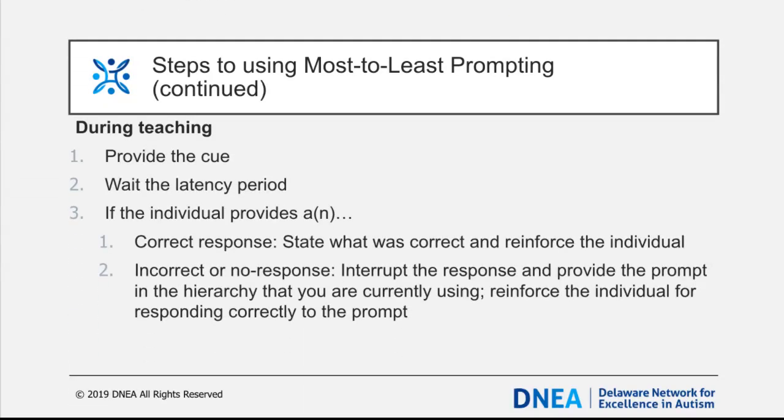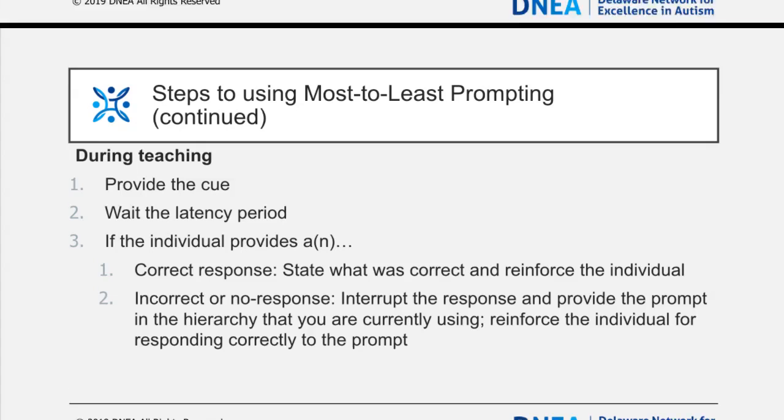To begin teaching, you begin by delivering the cue and waiting the predetermined latency. A latency is how long you will wait for a response. If the individual responds correctly, you will state what the individual did correctly and provide reinforcement. However, if the individual responds incorrectly or not at all, you should interrupt the incorrect response and provide the level of prompt that you are currently using. Don't forget to provide reinforcement.